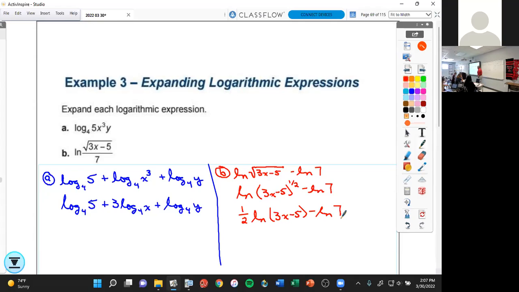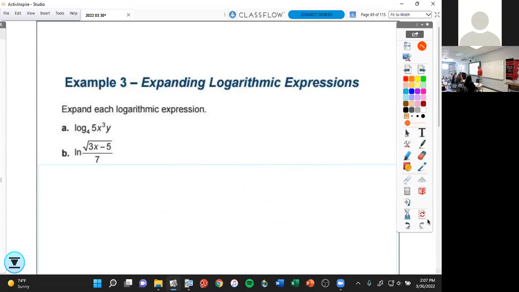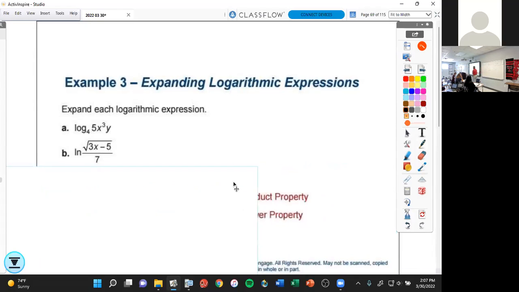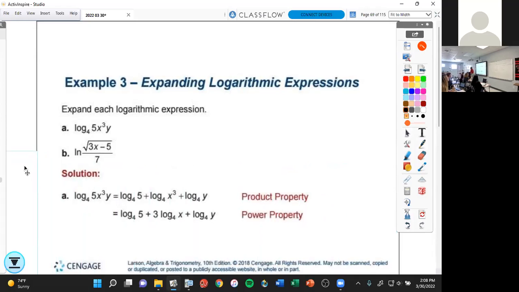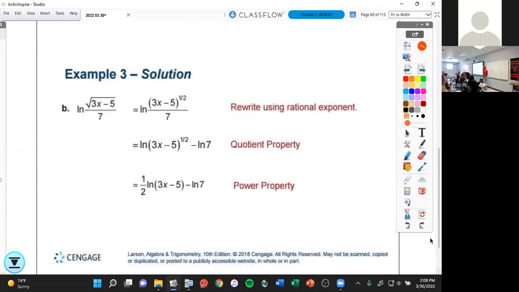Okay, I'm going to clear my writing. Move my box. There's part A. And here is part B.